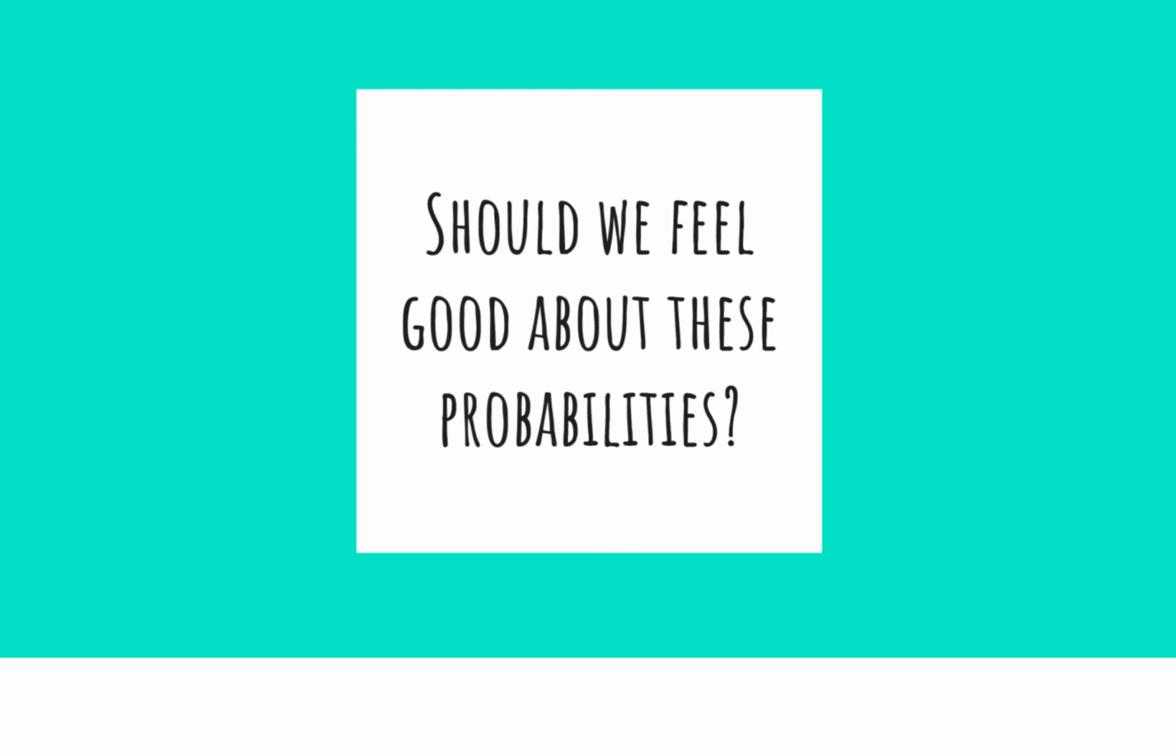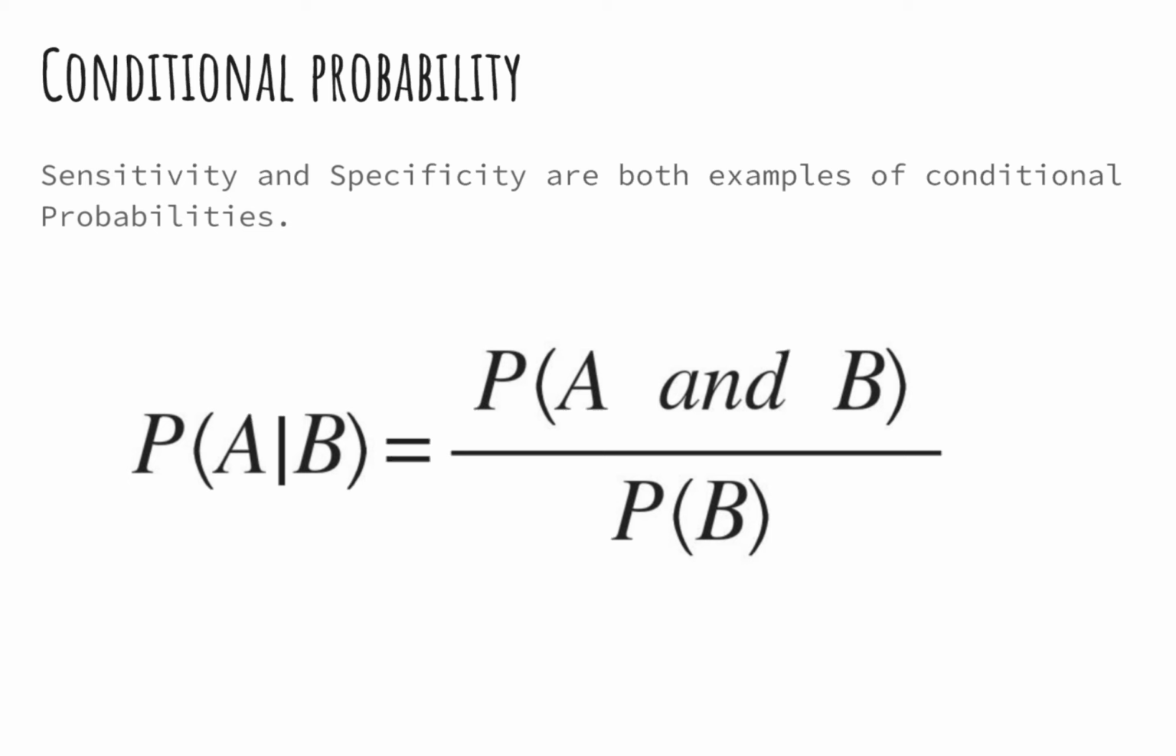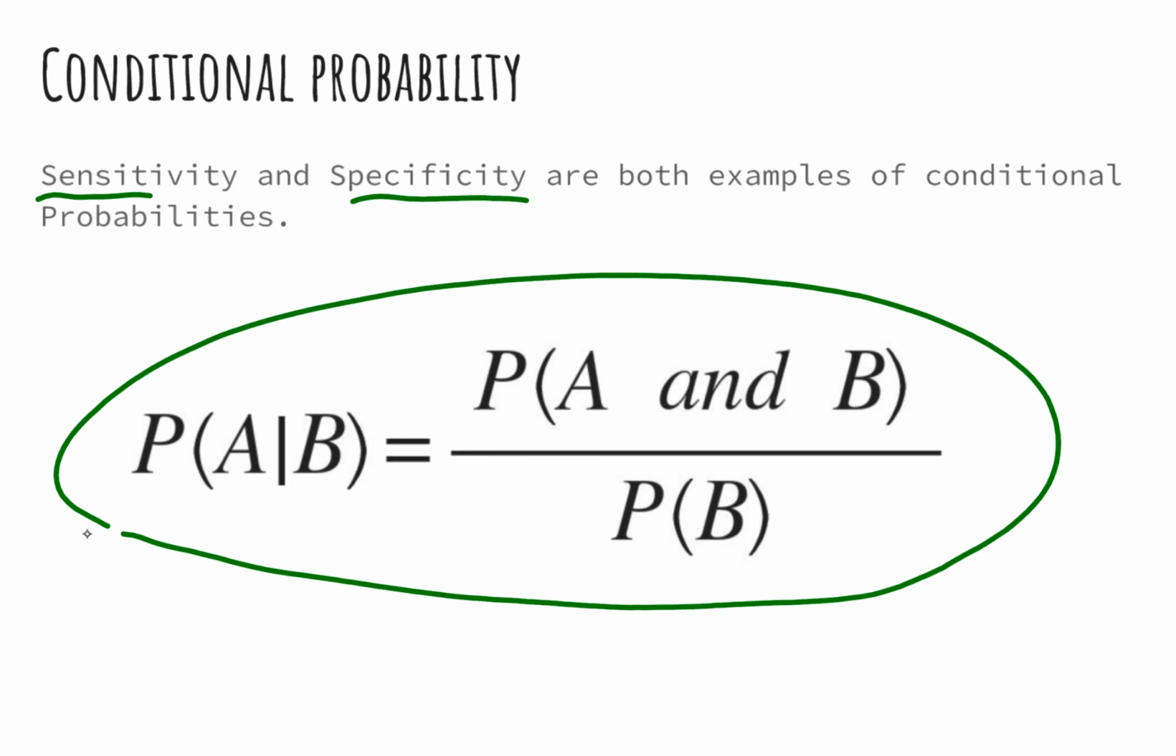And in order for us to answer that, we have to look at something called the conditional probability. And it turns out sensitivity and specificity are both examples of conditional probabilities. So this is the notation that we use in a statistics class. We say probability of A, and you'll see this vertical line, I'm going to highlight it in red, given B. That's how we read that.